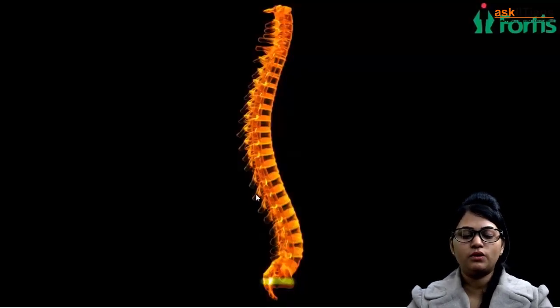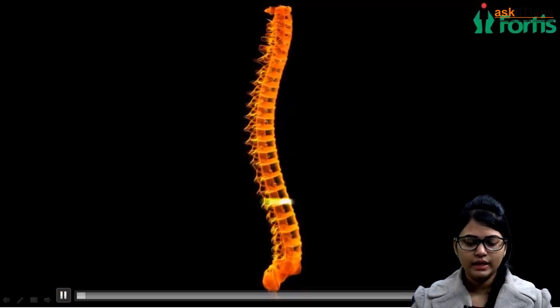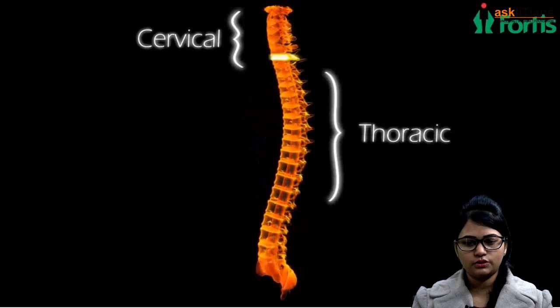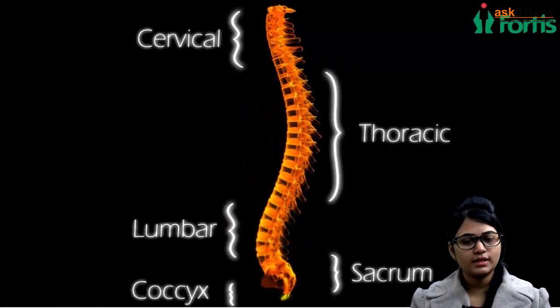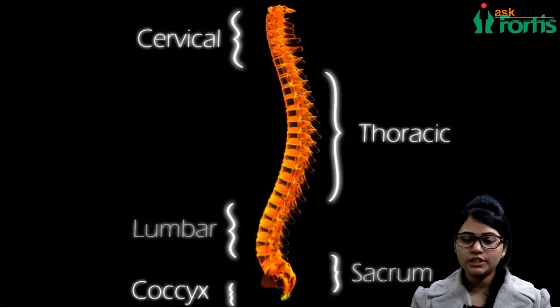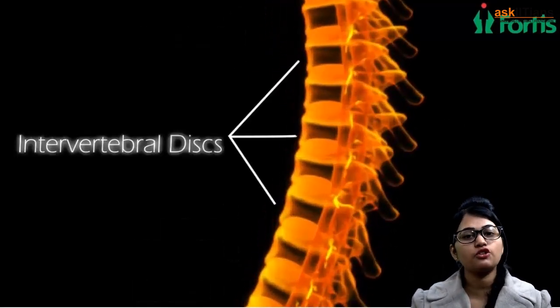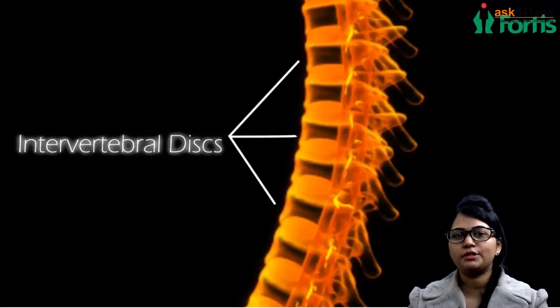Now, let's have a look at this video to understand the basics of the vertebral column. The spine can be divided into the cervical, the thoracic and the lumbar spine, and the sacrum and the coccyx. The intervertebral discs are also here, which act as shock absorbers. So this is how our vertebral column is.